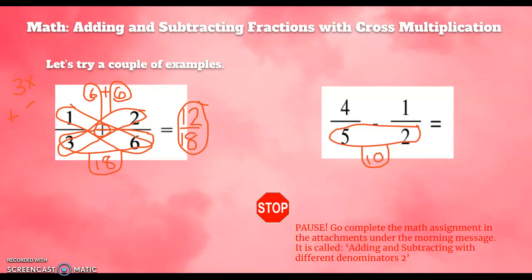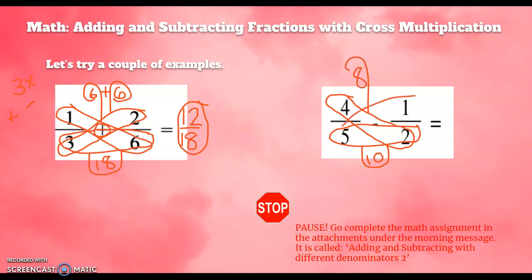Product is the word for the answer to a multiplication problem. And then I'm going to multiply 4, the numerator here, with the denominator over here of 2. And that gives me a product of 8.